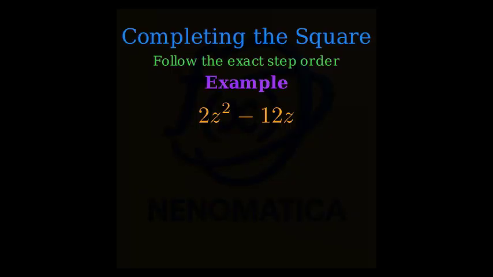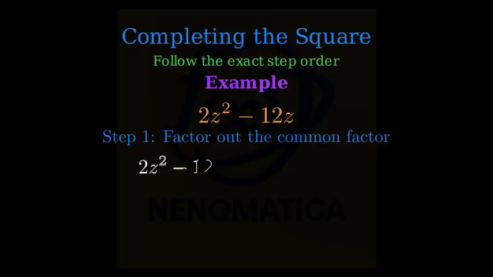In this lesson, we will complete the square for the expression 2z squared minus 12z, following a clear 5-step algorithm. Here is the example we will transform step by step. Step 1. Factor out the greatest common factor. 2 multiplies both terms, so we factor 2 out to get 2 times the quantity z squared minus 6z.